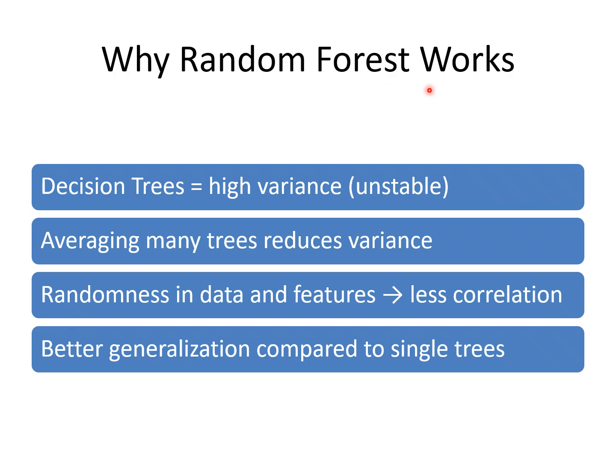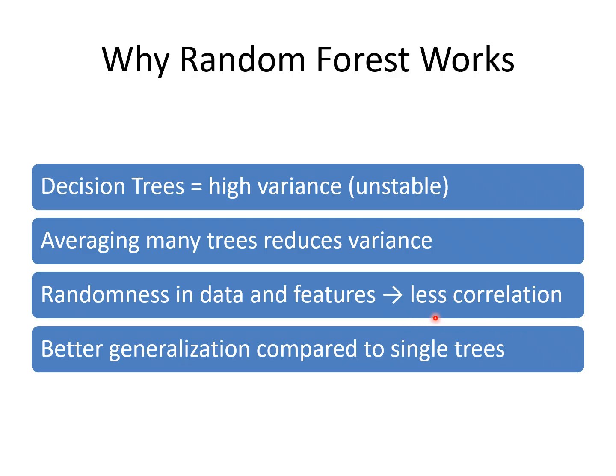So why random forest works is because we have decision trees. Most decision trees will lead to high variance, which are unstable. But if we look at averaging many of those decision trees, it can reduce variance. And also each of those trees is built on a random subset of data from the training and features, which can reduce correlation. It can lead to less correlation among those features.